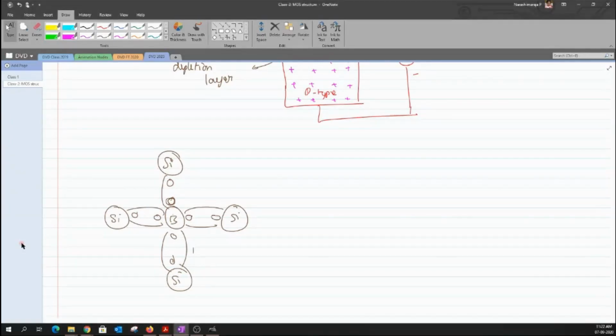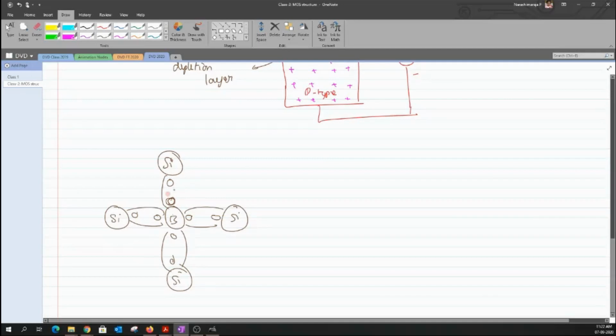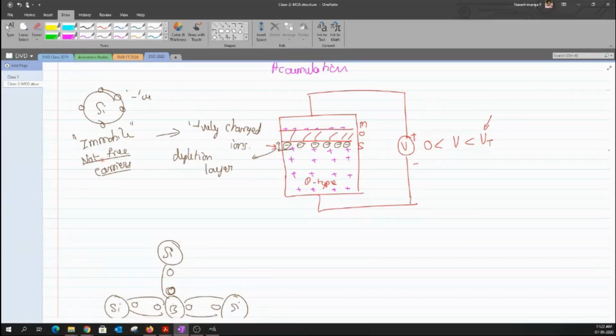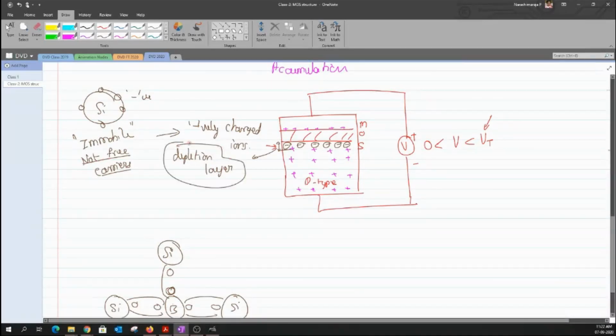Yeah. Just because we have removed a hole, it creates an electron which is more than what is required for the boron, and due to which it becomes a negative ion. Now these ions are generally immobile. They are not free carriers. Whenever I say they are not free carriers, it means that you cannot use them for conduction of current. And the word depletion also conveys that you don't have any free charges here to make the current flow.